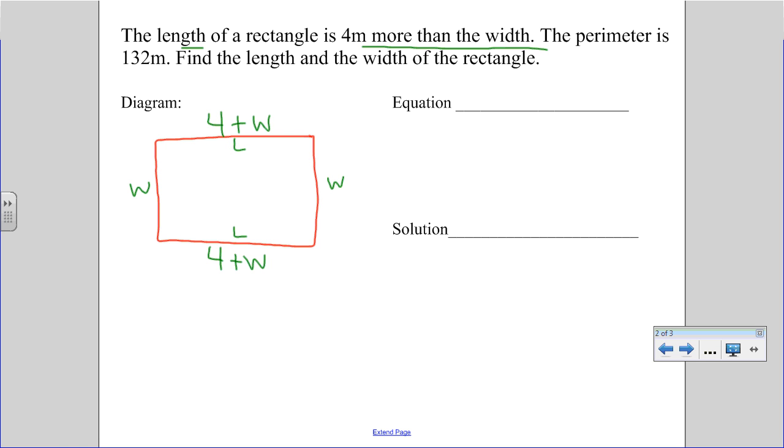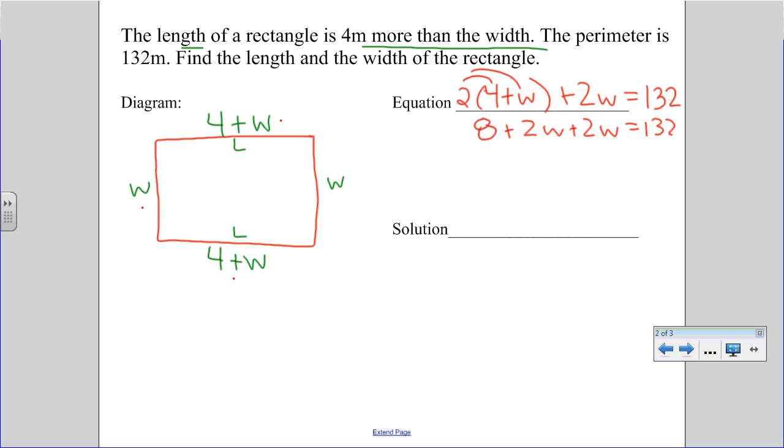Well, we already said earlier in this chapter that perimeter is 2 lengths plus 2 widths. So we have 2 times the length plus 2 times the width. That equals our perimeter of 132. We distribute, we get 8 plus 2W plus 2W equals 132, or 4W plus 8 equals 132. So that's one way of using our perimeter formula and getting ourselves an equation.